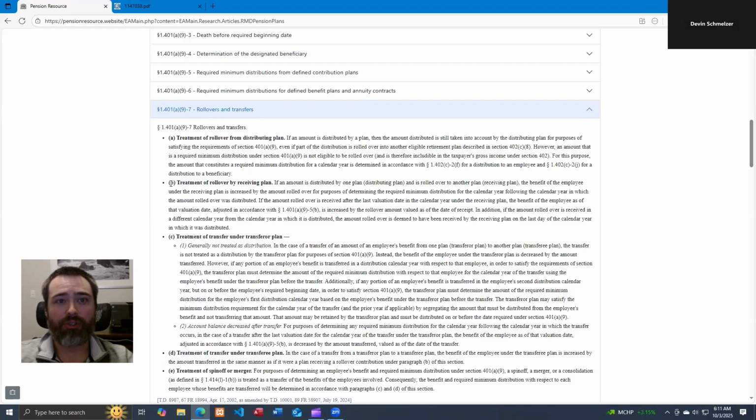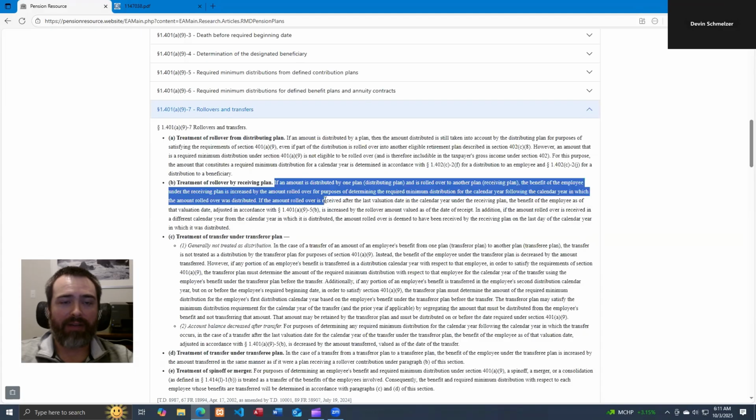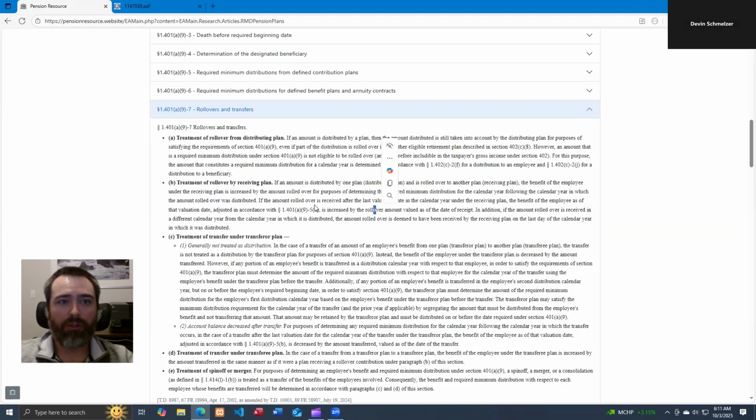Paragraph B says when you receive a rollover, it is the following year that you recognize the receipt of that value, or the amount to be included in your required distributions. This is because in the year that you receive it from another plan, that other plan should have paid its required distribution. So you don't want to double up on the amount that needs to be paid. It shows up in the next year's account balance for the required distribution.